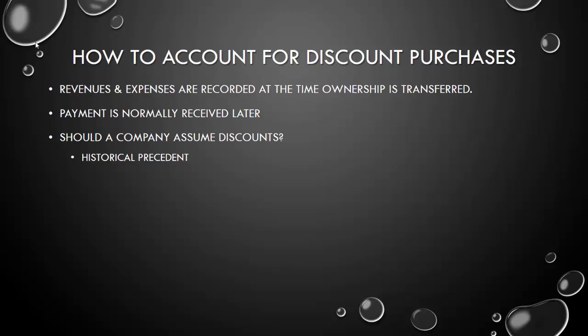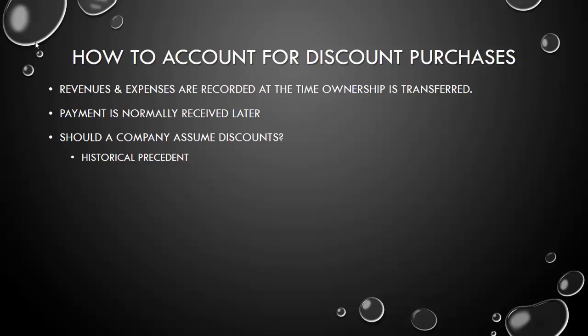However, if you are selling large quantities of goods to one entity and you're selling on account with these terms, well, you're not going to get the payment till later, which is a conundrum because you have to record the revenues not knowing if the person you're selling to is going to get the discount or not. So should your company assume that the person that's buying from you is going to pay within the discount period? It's based on historical precedent.